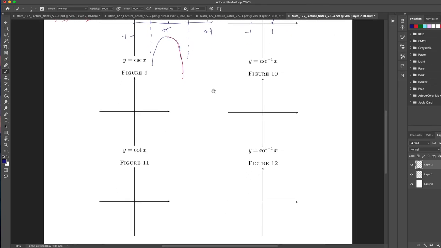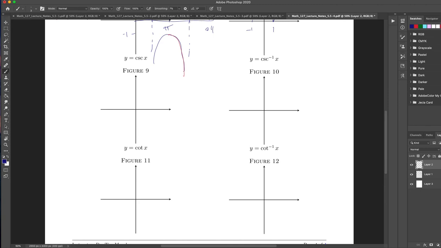Let's do the same thing again for the cosecant. Alright, so let's draw in cosecant. Cosecant is, as you remember, 1 over sine of x. So the zeros here are at 0, so here's one of my asymptotic lines. We'll draw in our pi. That's another 0, so we'll go ahead and draw that in.